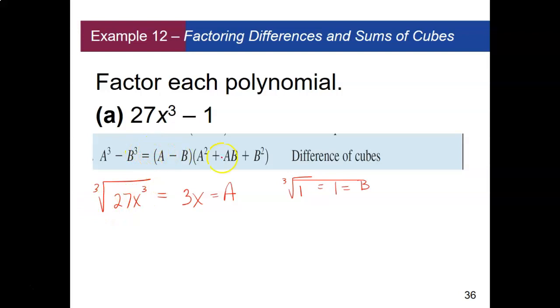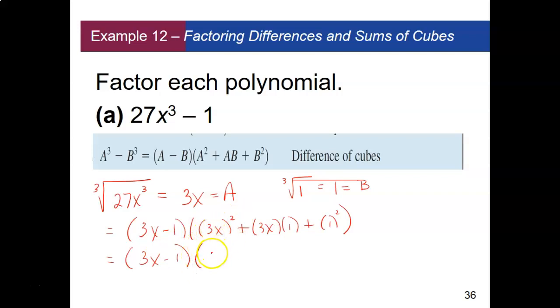Okay, so I'm going to take this formula and basically just plug in the a and the b. So it's going to be equal to 3x minus 1, and then I'm going to have (3x) squared plus 3x times 1 plus 1 squared. I would recommend waiting on simplifying this and writing this first step out so you can see where everything's coming from. So then we'll have 3x minus 1. 3 squared would be 9, and then x squared. Here we'll have plus 3x, and then we'll have 1. And that should be our final answer for this one.